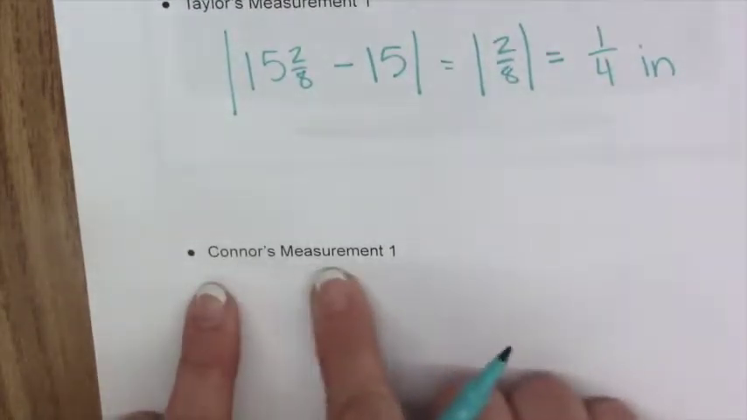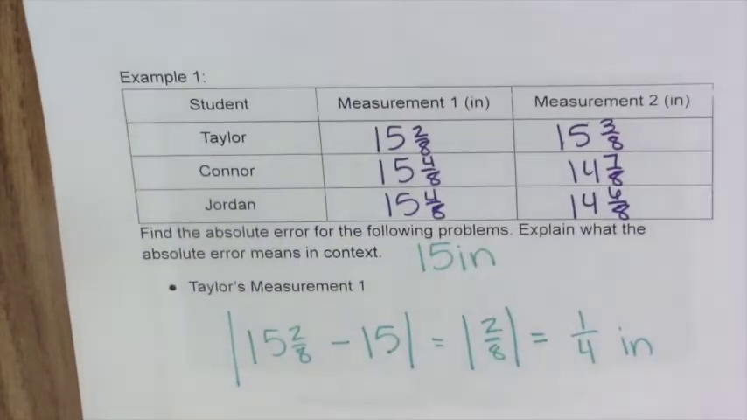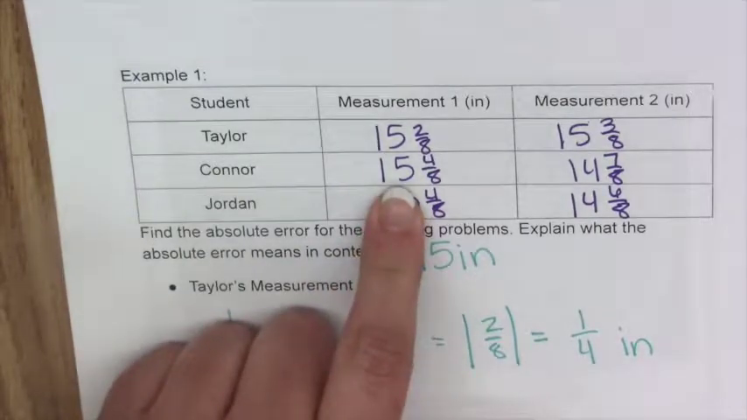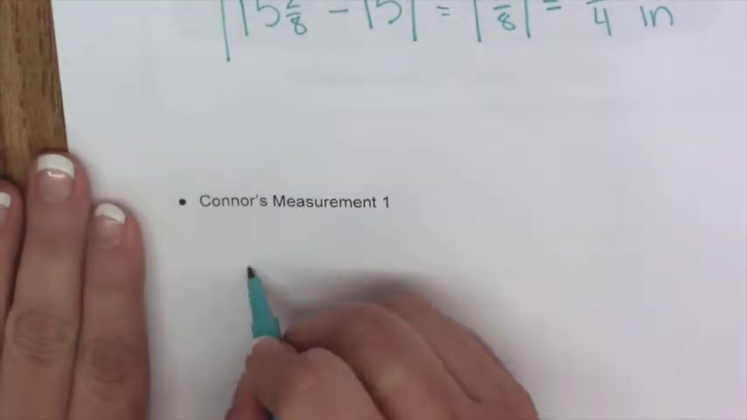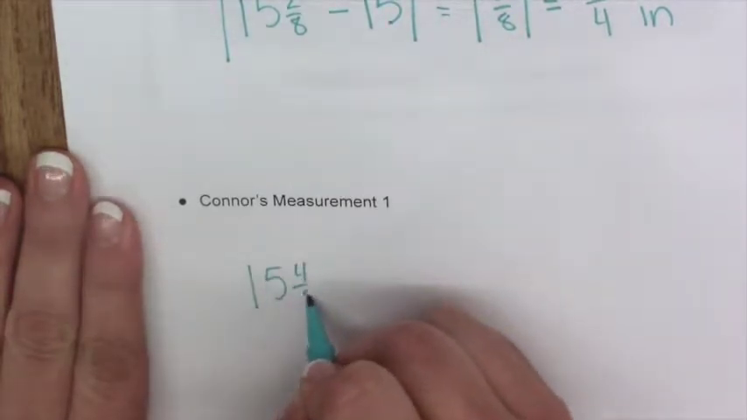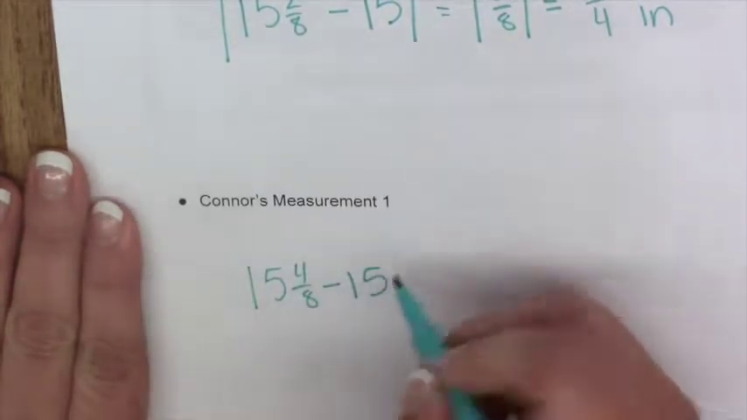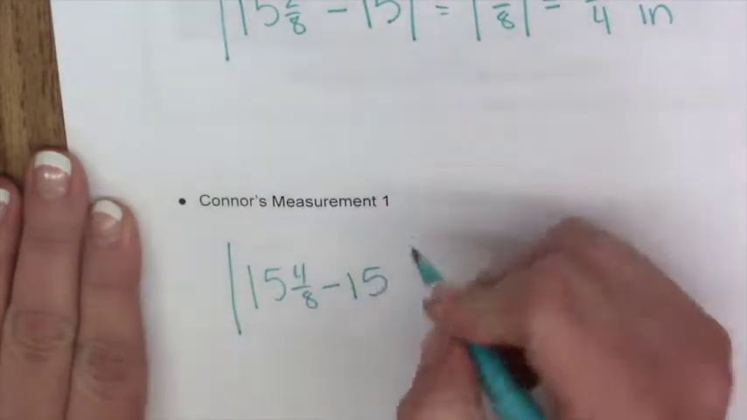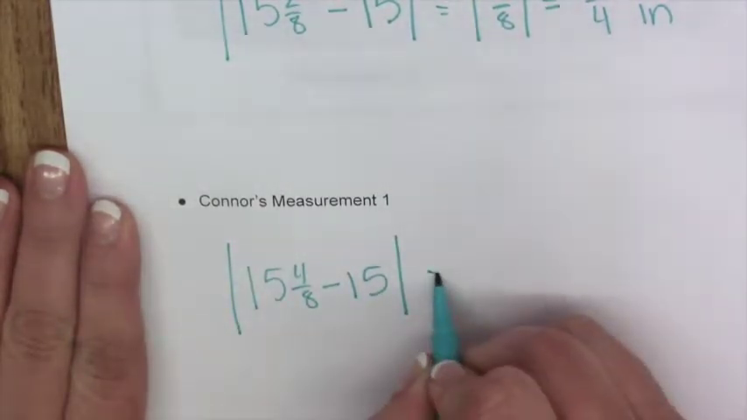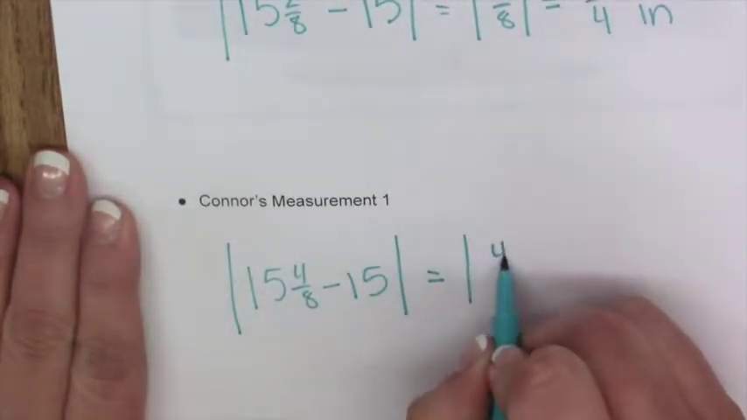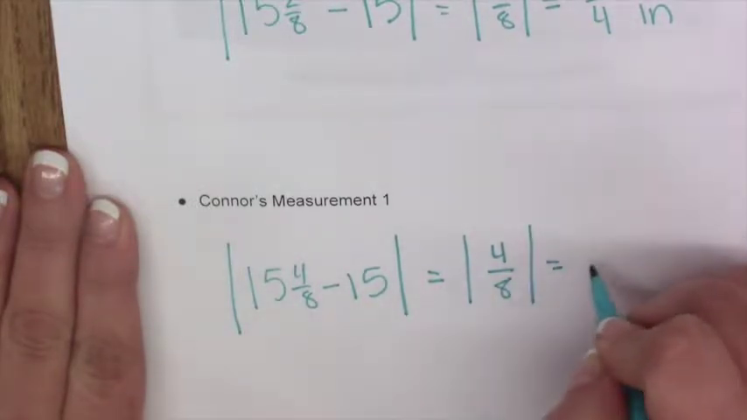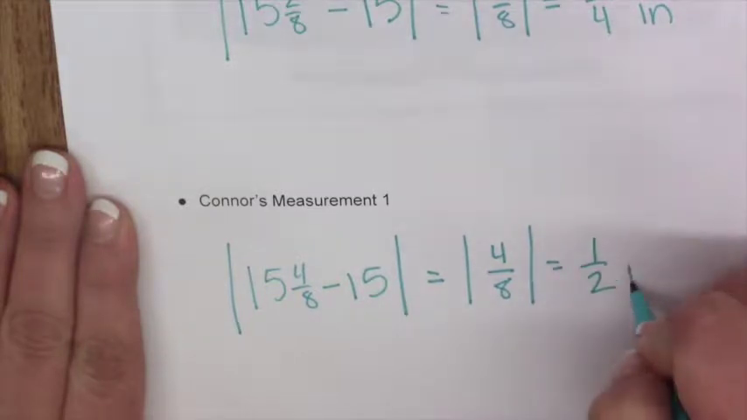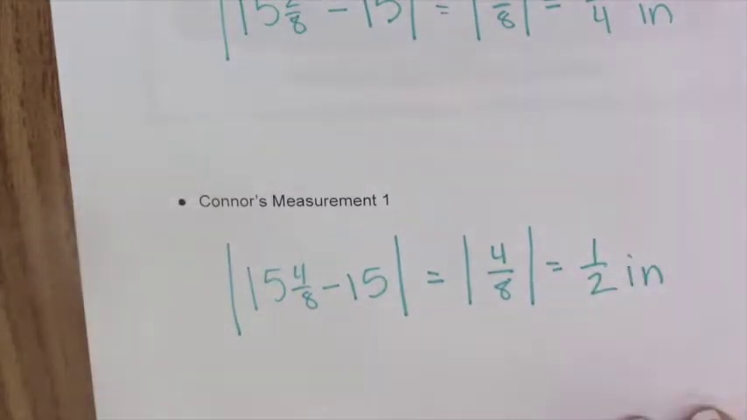Let's look at Connor's measurement 1. So if we go back to our table, Connor's measurement 1 was 15 4/8. So we're going to go 15 4/8 minus the actual measurement. We're going to take the absolute value of that. So we get the absolute value of 4/8. When we simplify and pull this out, we get an absolute error of 1/2 inch.